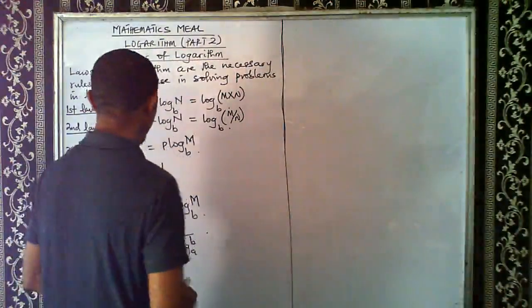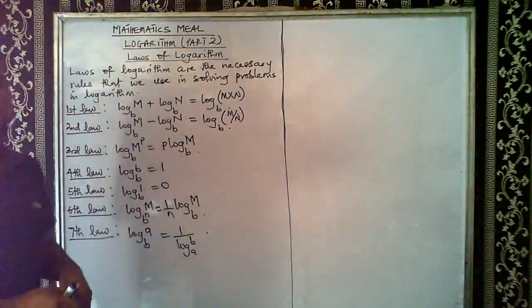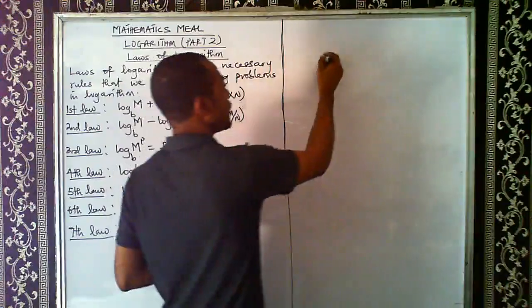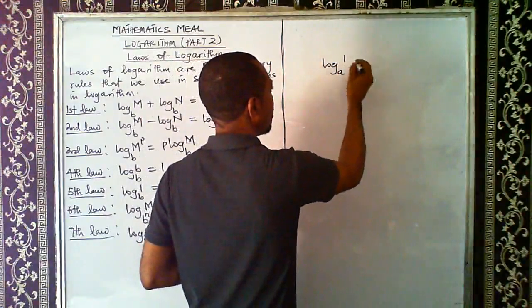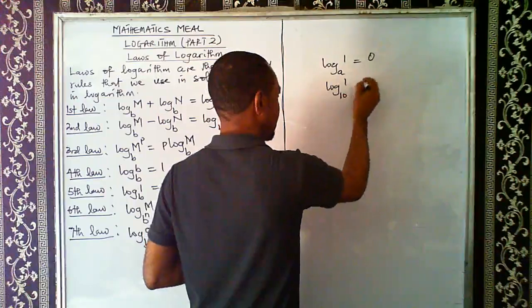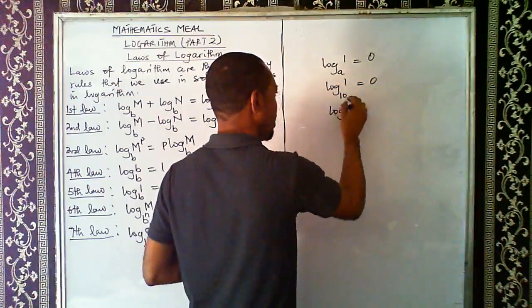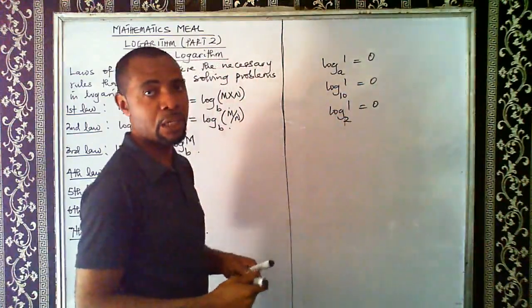So the fifth law: logarithm of 1 to any base is 0. So log 1 is 0. If you have a calculator with you, you can press log 1 in your calculator. Log 1 in base a is 0. Log 1 in base 10 is 0. Log 1 in base 2 is 0. Yes, it proves the law of logarithm.